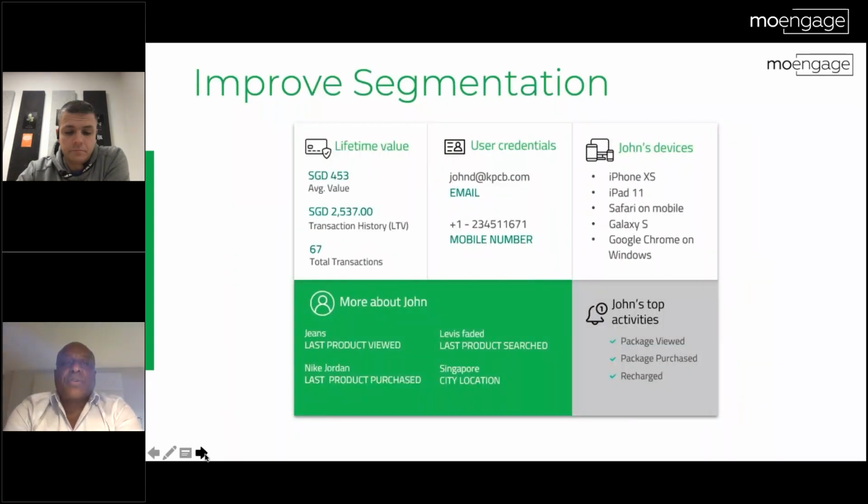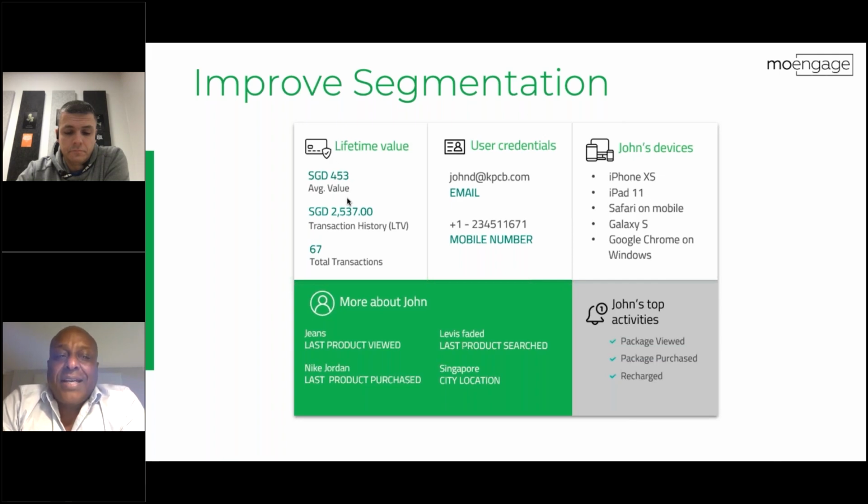The next thing to think about is your segmentation. You're able to get a lot of data. We talked about offline data, like people going in stores. We've got things like lifetime value. So you might, for example, recognize that your high lifetime value customers probably give you 80% of your profit, but it's only 20% of your base.